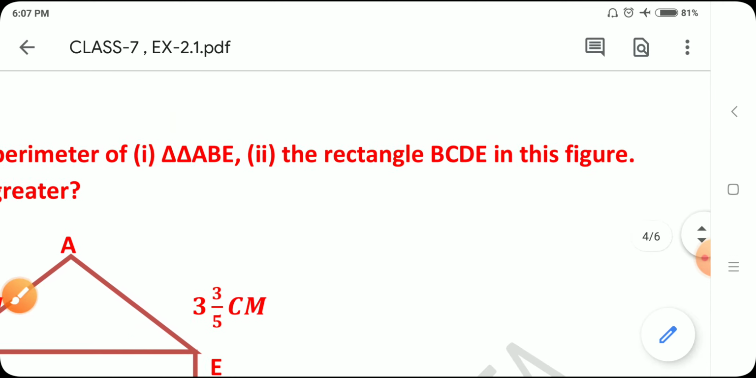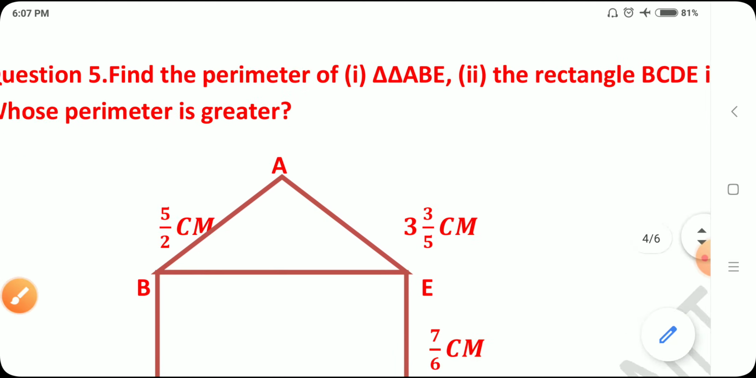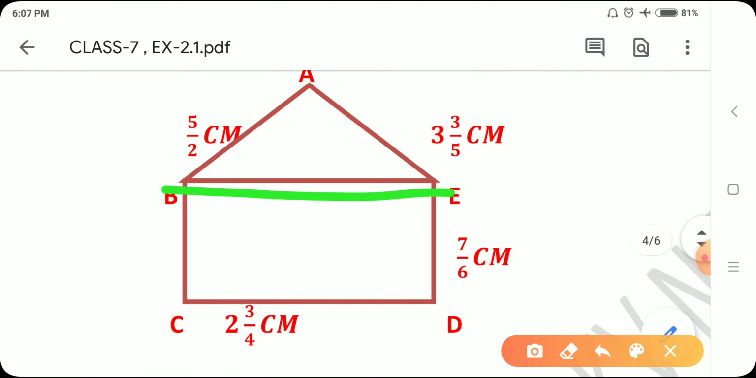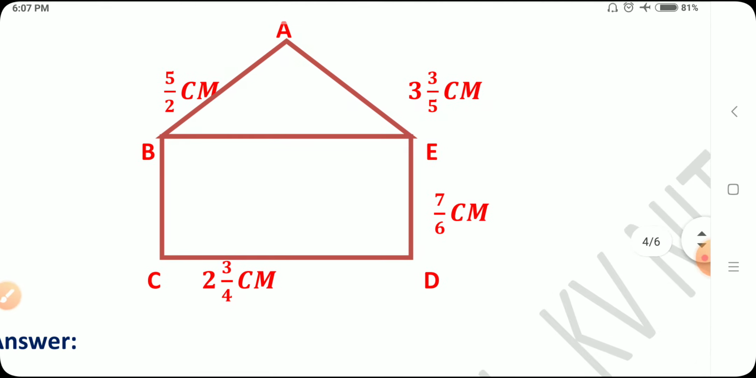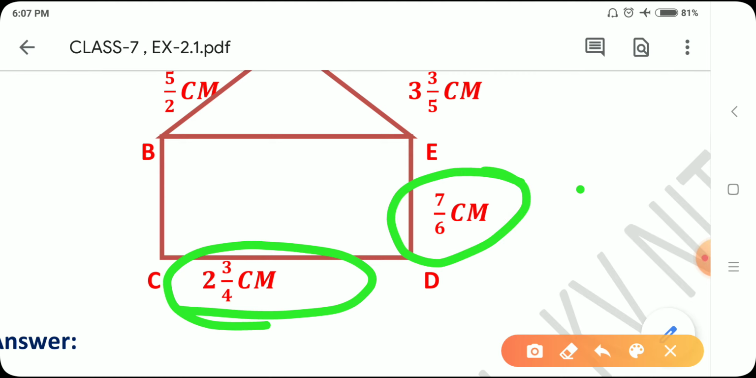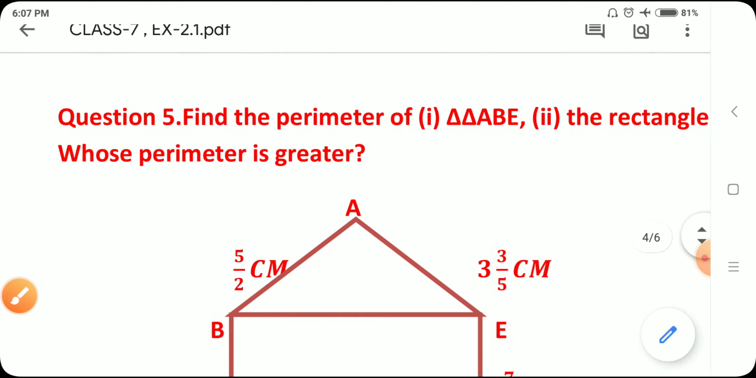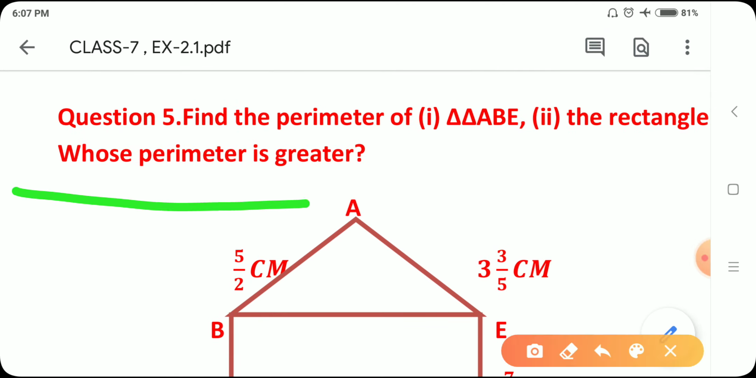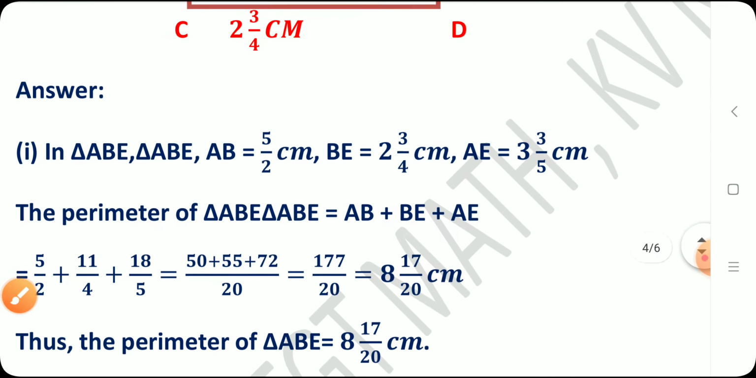Okay. Next we have to find the perimeter of the rectangle BCDE. Next we have to find out the perimeter of this rectangle. So you know the formula of the perimeter of rectangle, that is twice of length plus breadth. Length is this and breadth is this. So putting values in the formula you will get the answer. Now next you have to find whose perimeter is greater. Okay, so let's begin towards the solution.